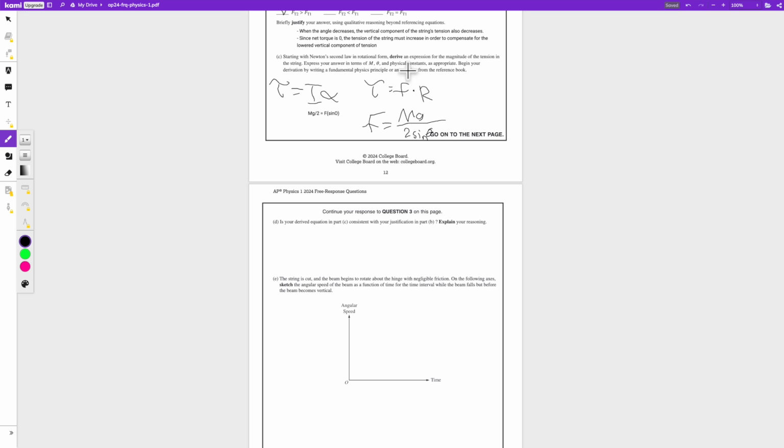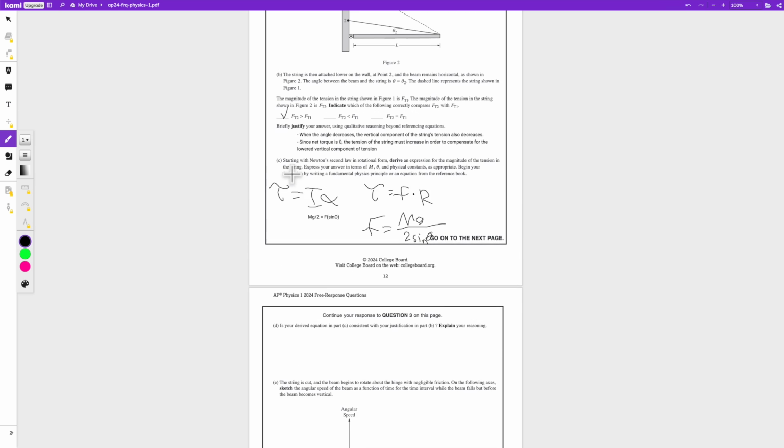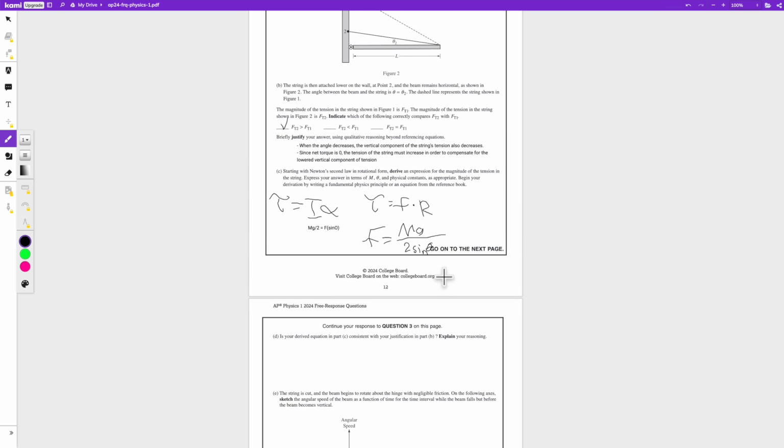Now, does this agree with our justification? I believe it does. When we decrease this angle, the value of sine of theta goes down as well. But since it's in the denominator, the value of the fraction goes up, and therefore force of tension increases. So let's write that down.